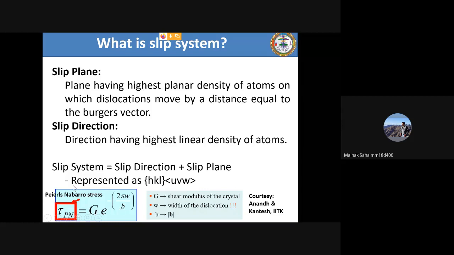This Peierls-Nabarro stress is nothing but the stress required for a dislocation to travel on the slip plane in the slip direction. So this is the definition. Now if this term is going to be very, very high, this means tau pn should drastically reduce, because this is a minus sign. That is the reason why slip cannot happen on a random plane; rather it can happen only on the slip plane and in the slip direction. This is the basic logic behind considering a particular slip plane and slip direction.